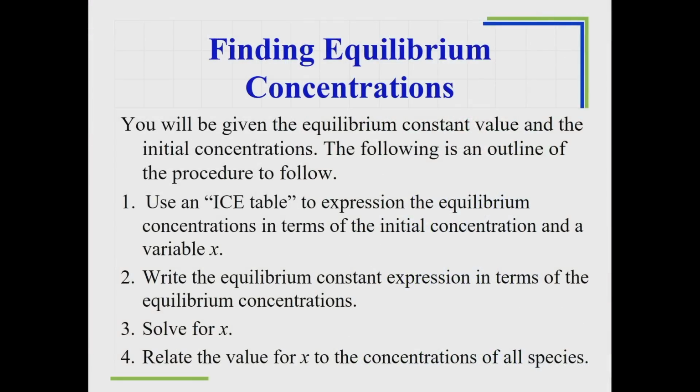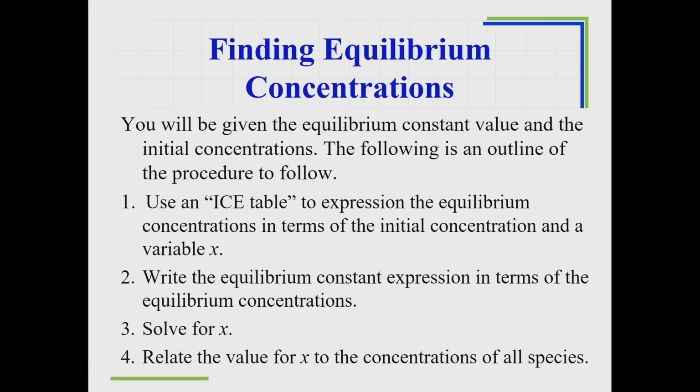Okay, so in our previous problem, we were trying to obtain the value for K. Now I see a series of instructions where if you know K, you can determine the equilibrium concentrations. So let's talk through each one of these, and then we'll do several examples. There's a basic outline to follow. Some of this you'll be familiar with. We're going to use an ICE table. You will have to use a variable in your change line to represent the change in concentration that's taking place.